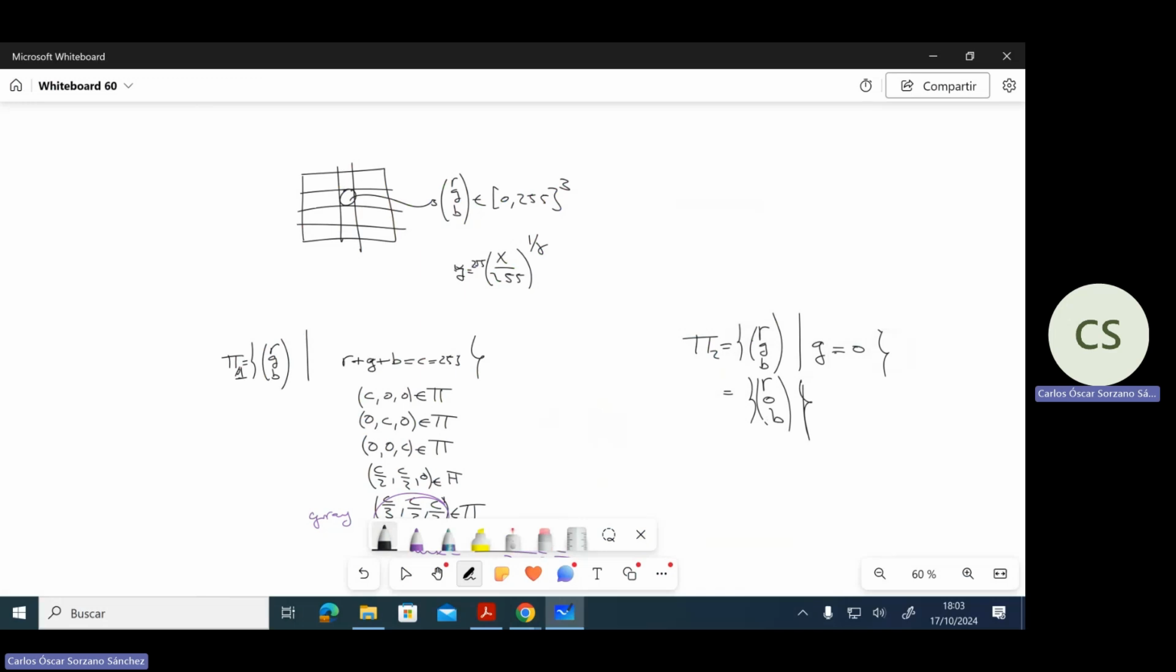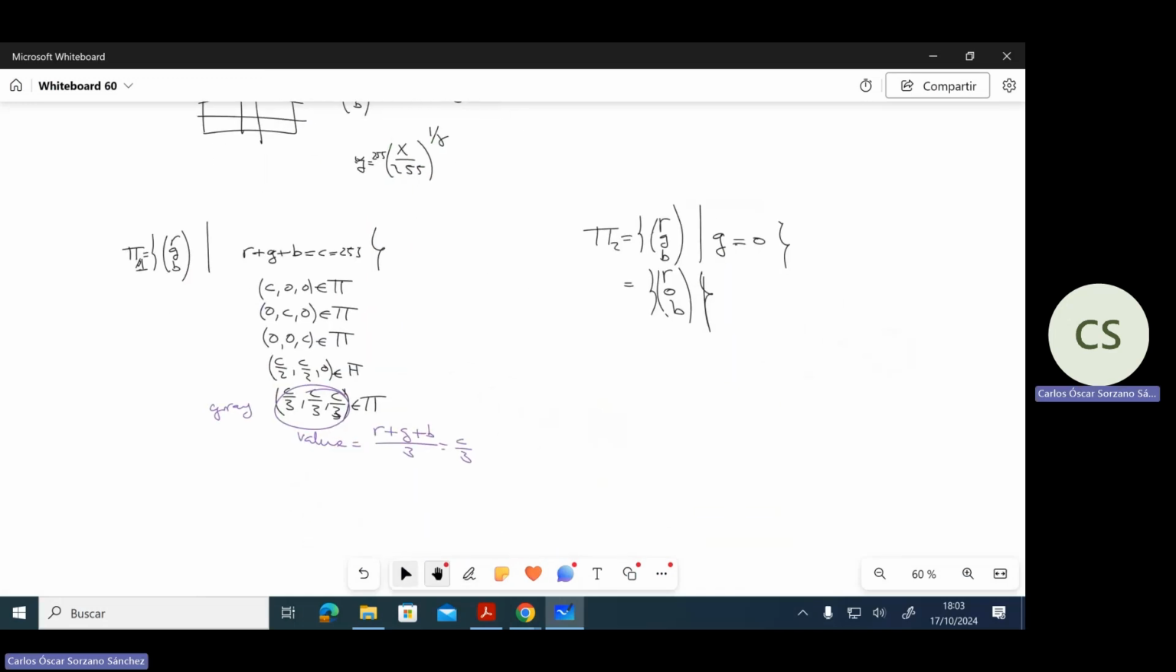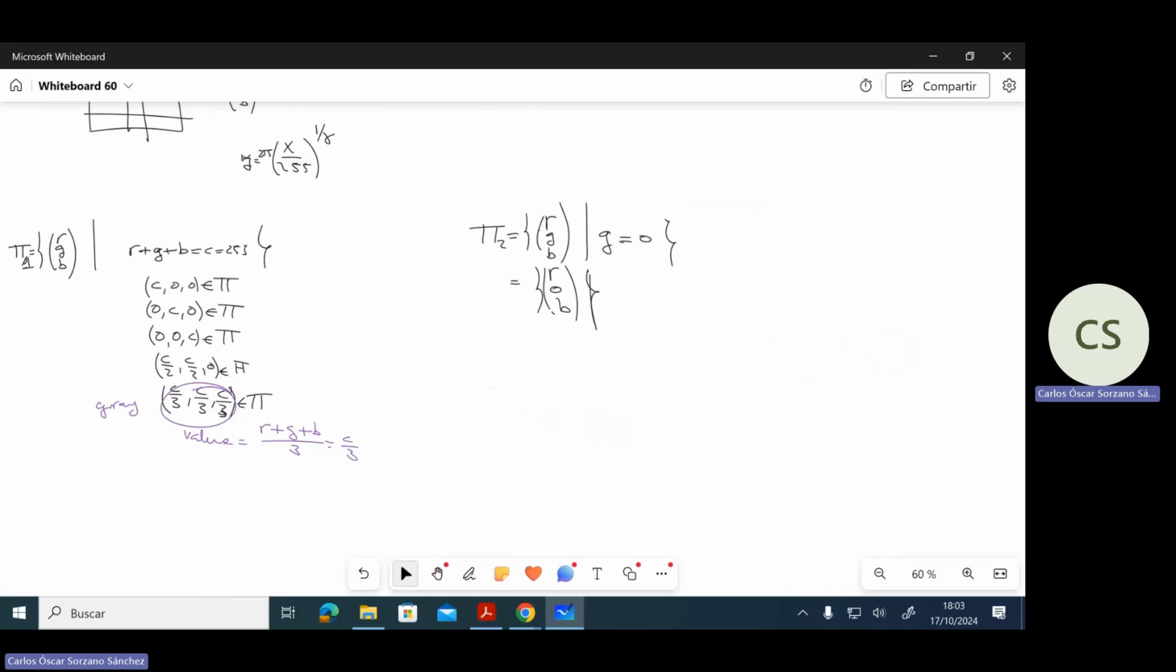Okay, so all of them you can represent in this way. And if you have a point that belongs at the same time to this plane and to this plane, then all those points must satisfy the following. The points that we're looking for satisfy R plus G plus B is equal to C. The other one is that G is equal to 0. So all those points satisfy R plus B is equal to C. And then you can put it as B is equal to C minus R. And here you have the line.